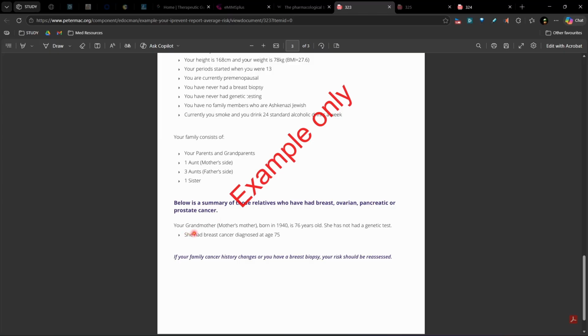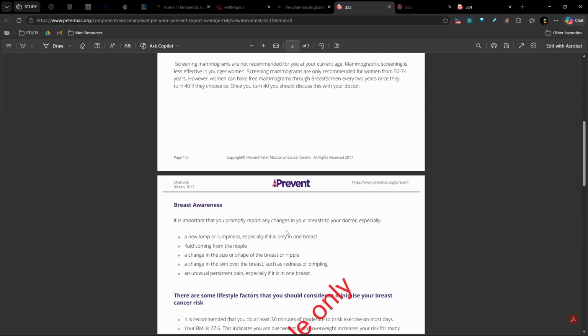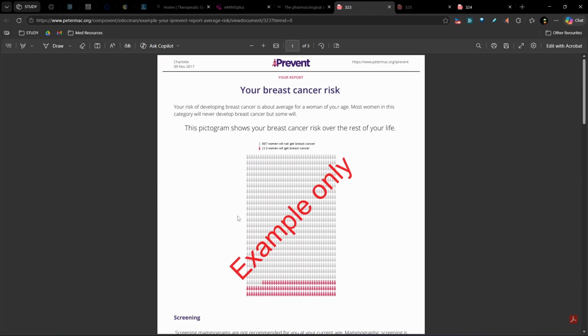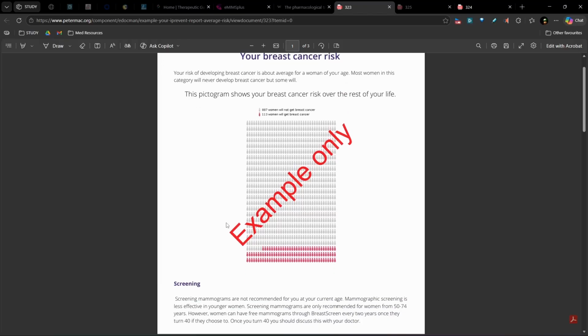So for example, for this patient, they have their maternal grandmother who was diagnosed with breast cancer at 75 years of age. Because they only have one second degree relative with breast cancer, they don't even have a flag really, and so they are considered to be at average or slightly above average risk. iPrevent will then give them information about their breast cancer risk. Because they fall in the average risk category, they do not provide them specifically with a 10-year percentage risk or a residual lifetime risk percentage. They simply state that the risk of developing breast cancer is about average for a woman of your age, and they show a pictogram to help the patient understand it better.